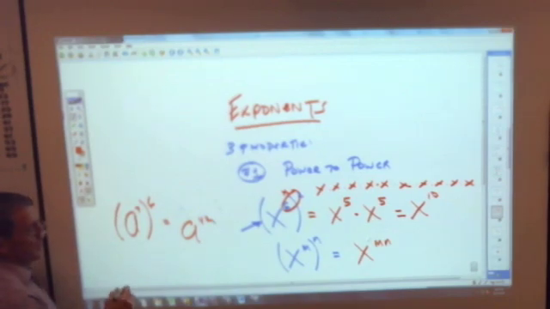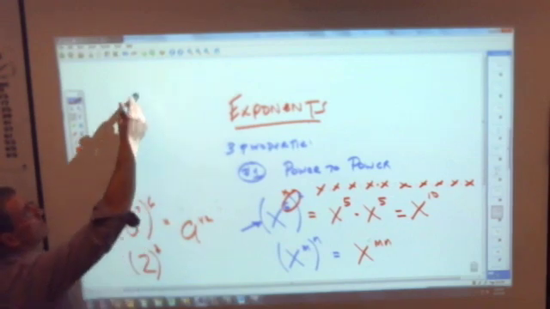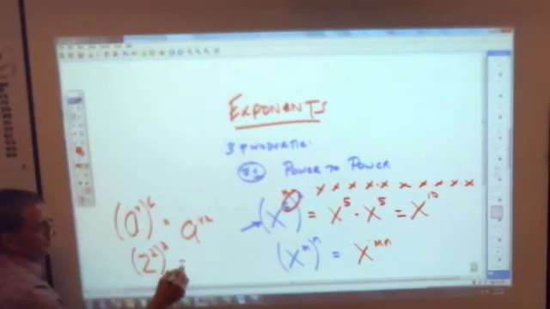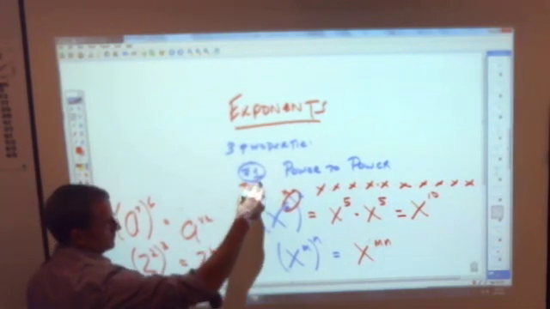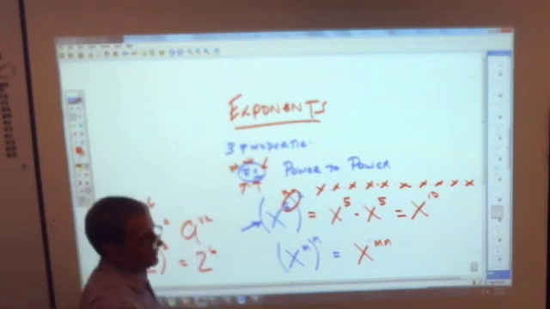Or here, how about this? Well, no, we'll do that later. So 2 to the 2nd power to the 3rd power would be 2 to the 6th power. That's what it is. So there's property number 1. So far, we're 0 for 1 as far as anybody being able to figure it out.